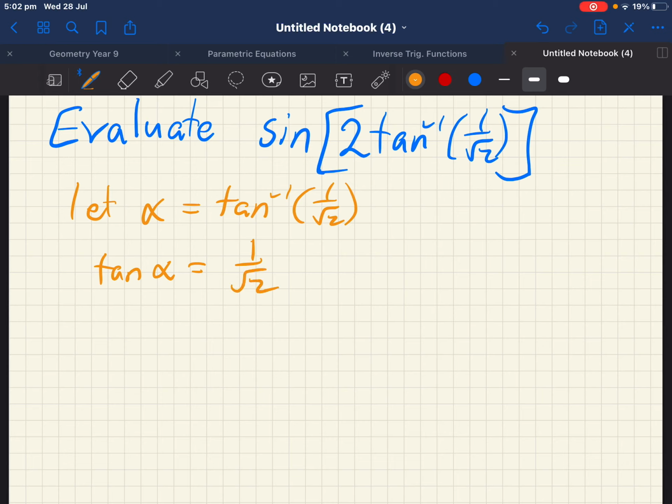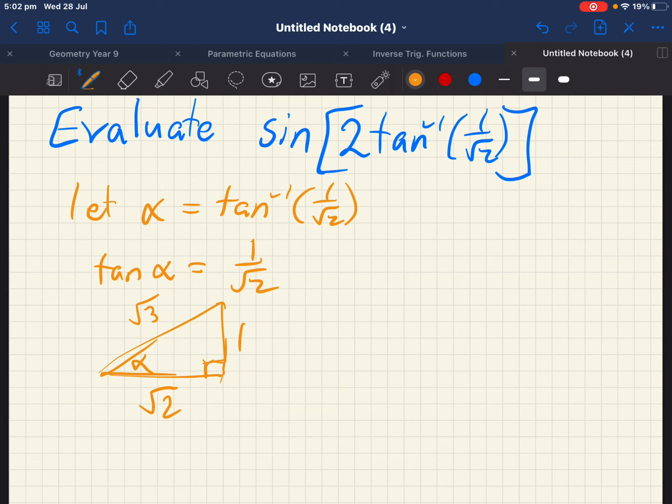Because tan is positive. Again, third quadrant also normally, but we are dealing with inverse trig, right? So it's going to be either first or fourth quadrant. So we've got first quadrant. We know what sort of a triangle we're going to end up with here. So get out your Pythagoras' theorem. Tan is opposite over adjacent. Pythagoras' theorem is going to give you the square root of 3 there for the hypotenuse.